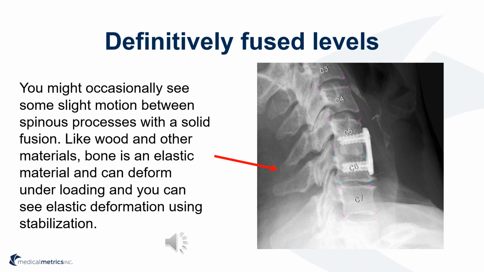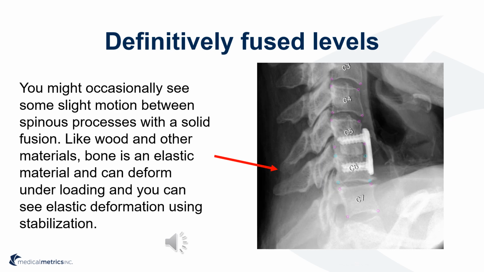With a solid fusion, as in this example, you might occasionally see some slight motion between spinous processes. Like wood and other materials, bone is an elastic material and can deform under loading, and you can occasionally see elastic deformation of the posterior elements using stabilization.